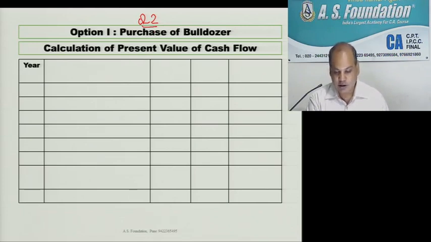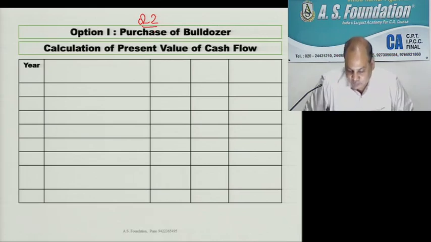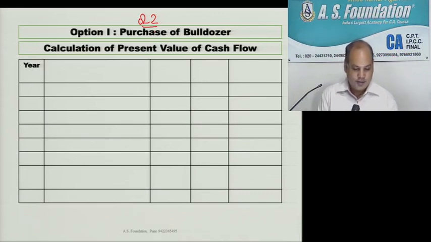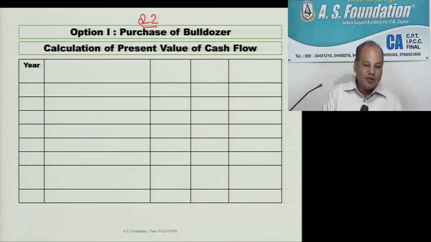A contractor requiring the use of a bulldozer only for a period of 2 years seeks your advice. So after some time you have to advise. You are a CA, so you have to advise. Write down the next line: if purchased, he expects to use it for 2 years and then sell it at 80% of the purchase price.